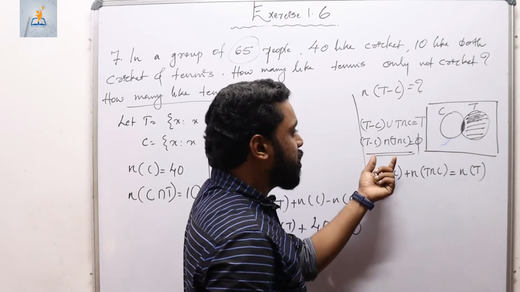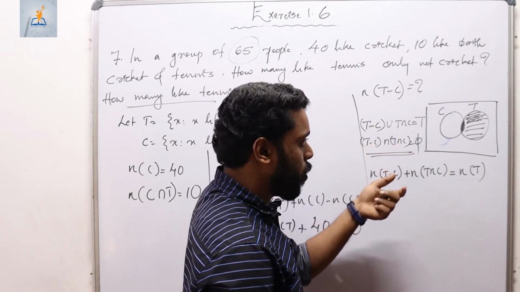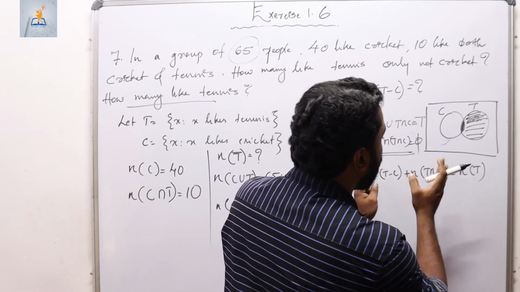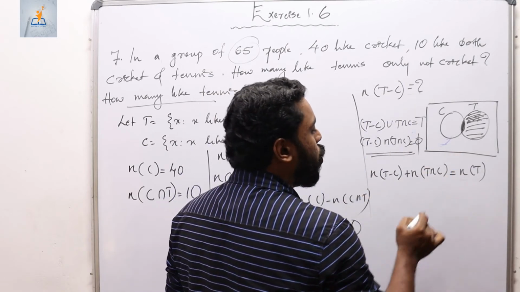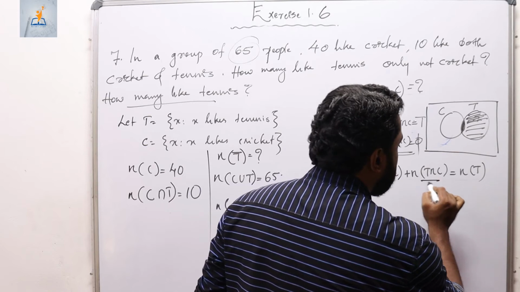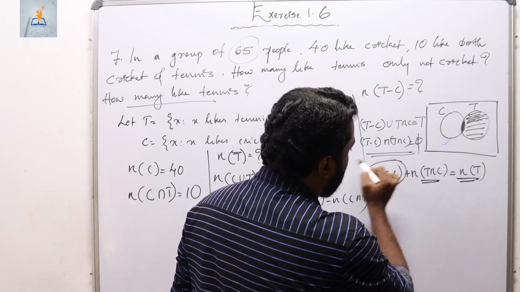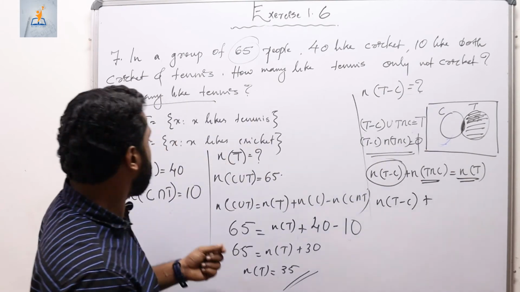Since the union of two disjoint sets is T and the intersection is empty, the number of elements will be the sum of elements in each individual set. We have learned it in the previous class. So we can easily substitute n of T intersection C and n of T here to evaluate the required thing. So n of T minus C plus what is n of T intersection C?